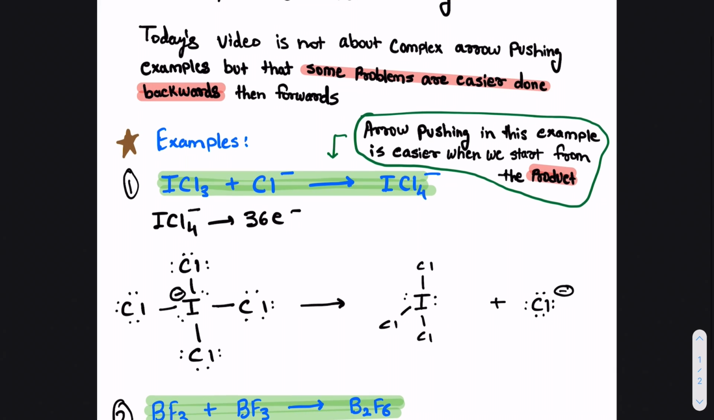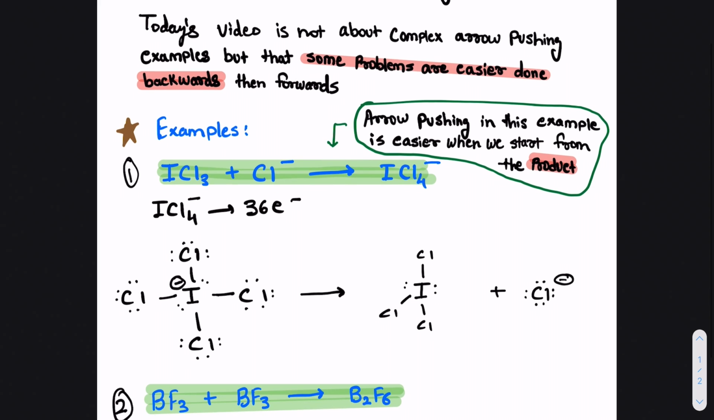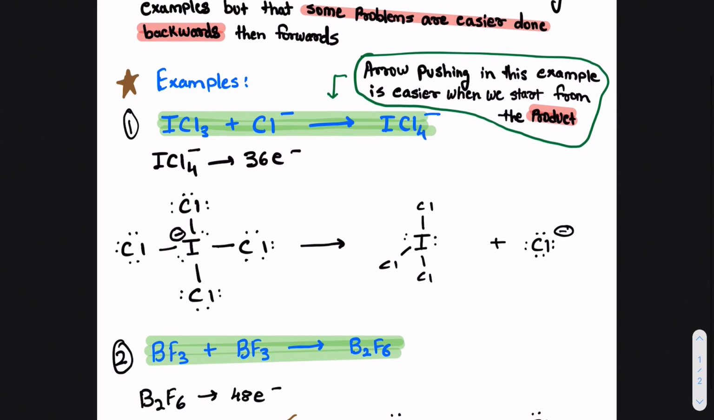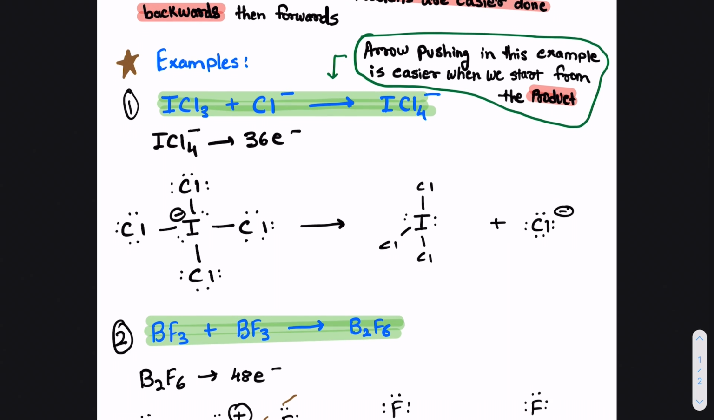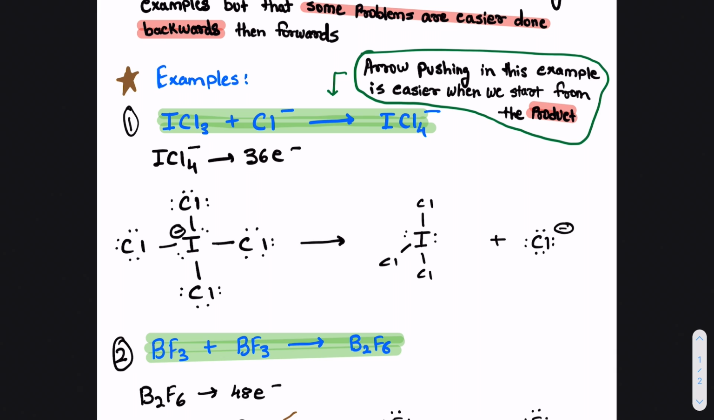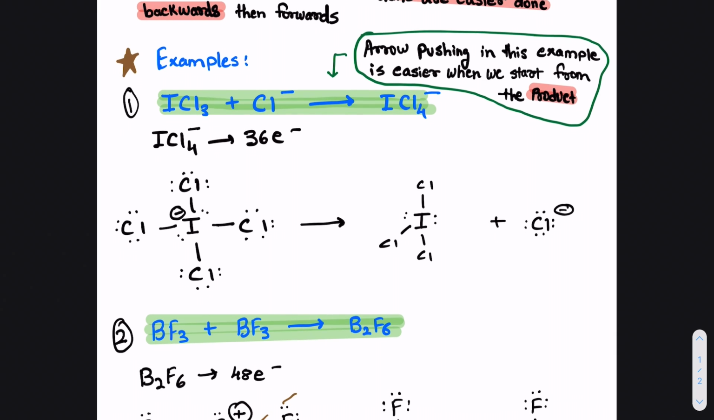The first example is this reaction over here, which is about ICl3 plus Cl minus produces ICl4 minus. Arrow pushing in this example is easier when you start from the product. So the product is ICl4 minus. So our first step is to make the Lewis structure of ICl4 minus. ICl4 minus has 36 valence electrons, and when we make the Lewis structure, we get something like this. So that's the Lewis structure of ICl4 minus.